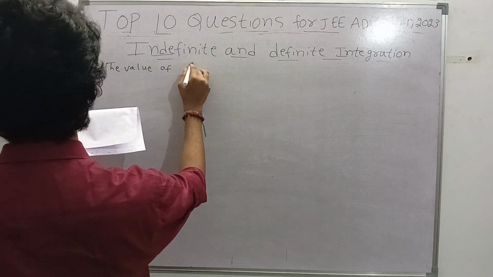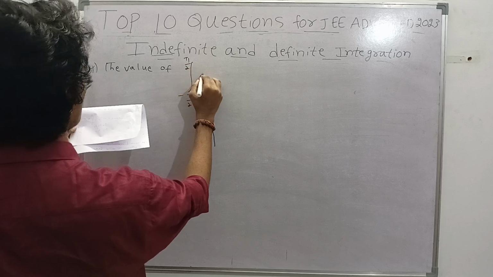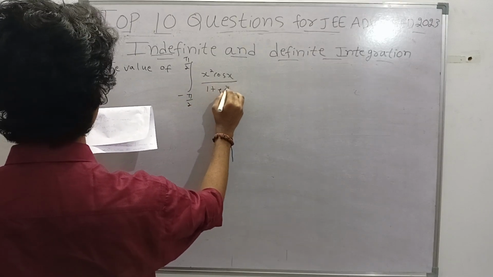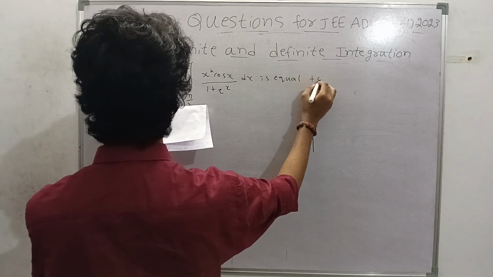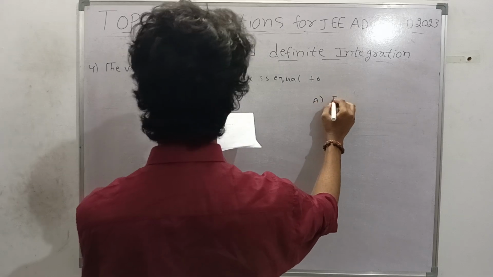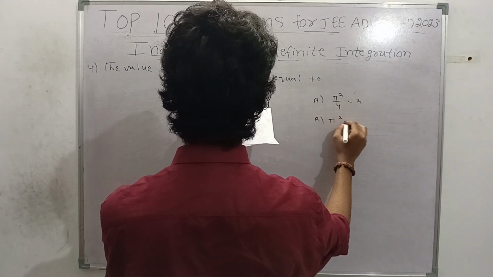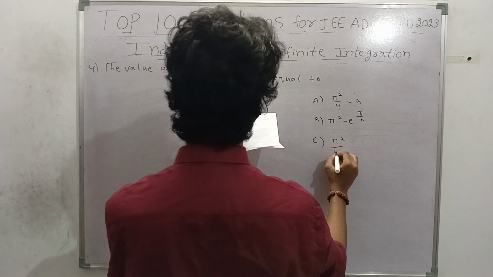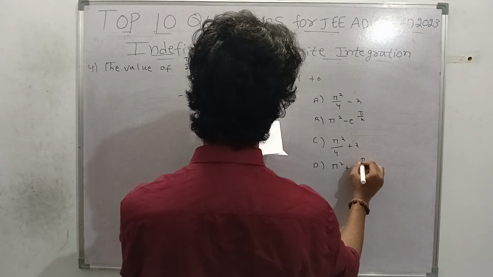The value of integration from minus pi by 2 to pi by 2 of x square cos x divided by 1 plus e power x dx is equal to: option A, pi square by 4 minus 2. Option B, pi square minus e power pi by 2. Option C, pi square by 4 plus 2. Option D, pi square plus e power pi by 2.